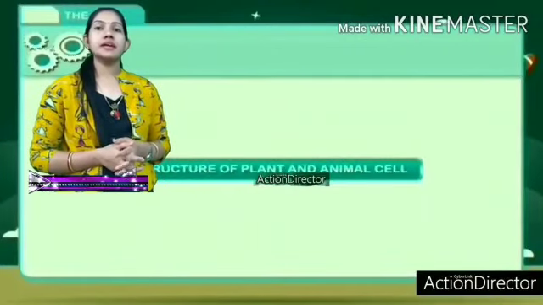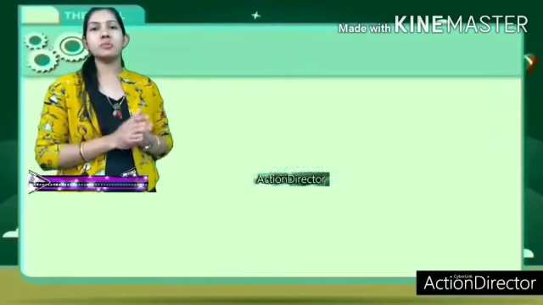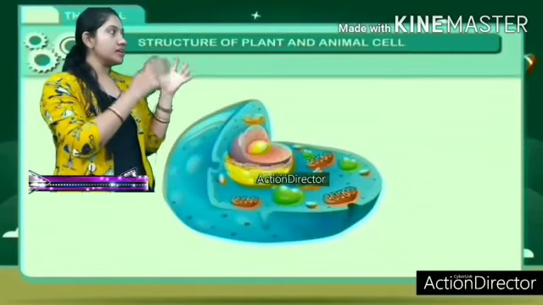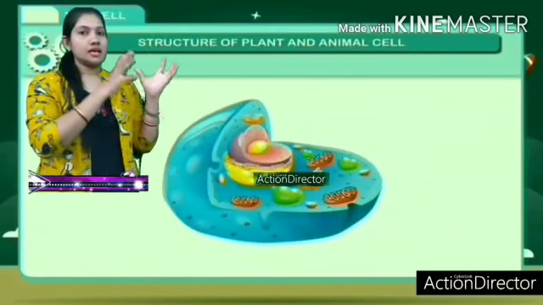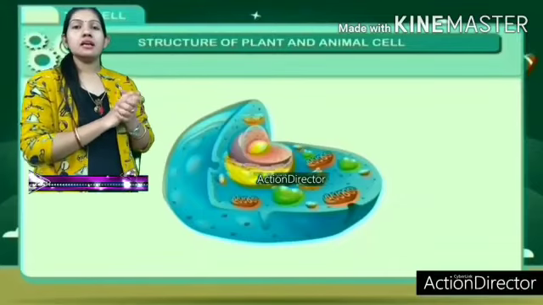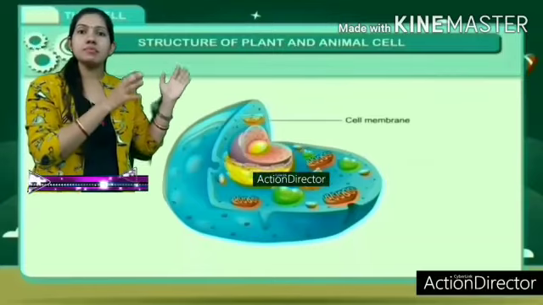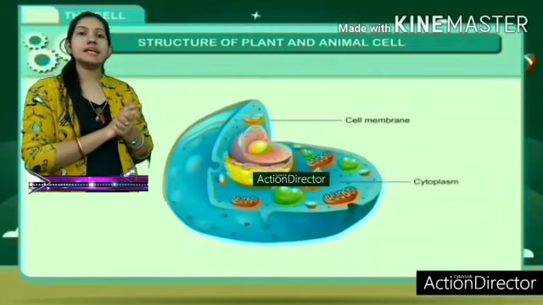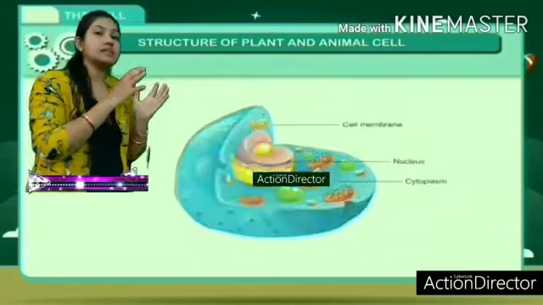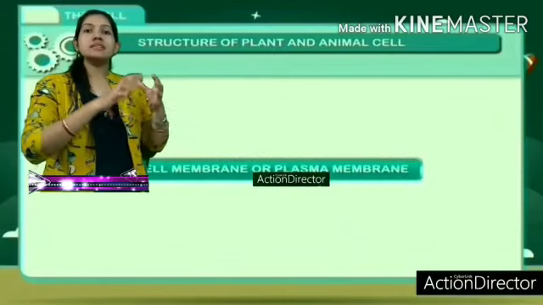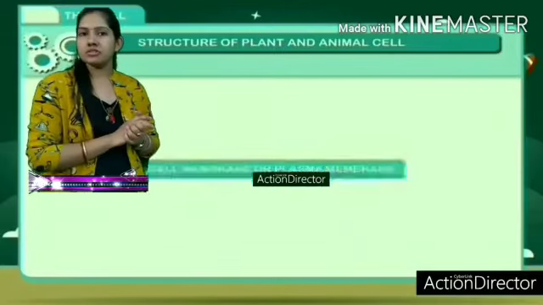So students, here I am going to show you the detailed structure of plant and animal cell. And here is an animal cell. If you see an animal cell, we can see three main components. The first one is the cell membrane, or the cell wall. The second one is the nucleus, and the third one is the cytoplasm. So let's discuss the cell membrane first.